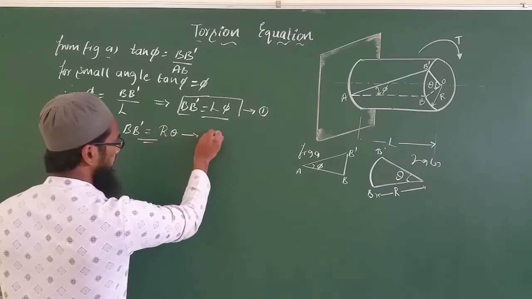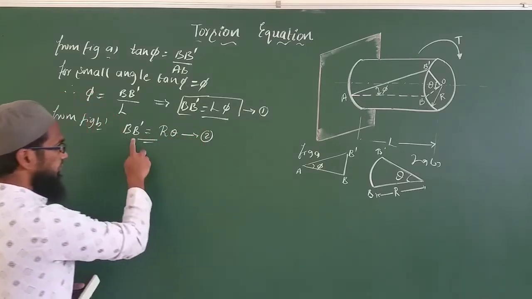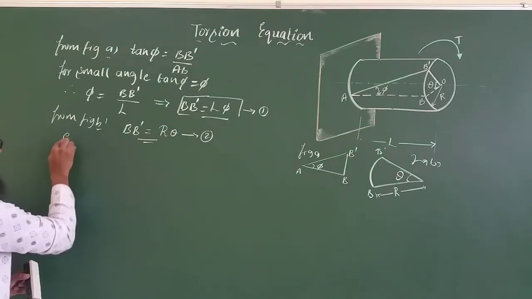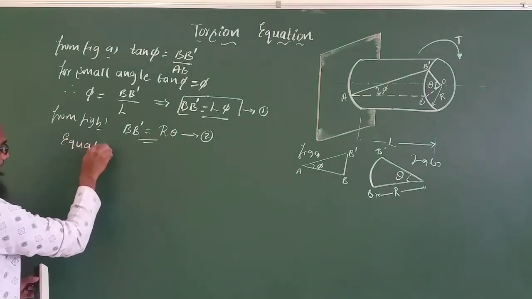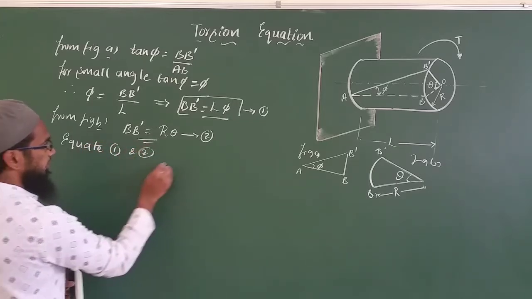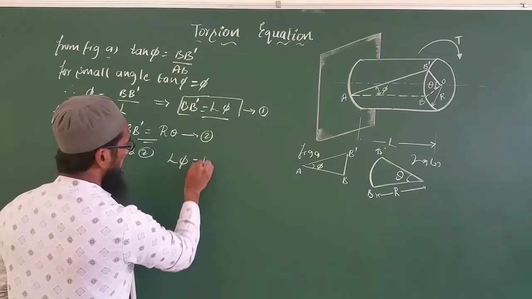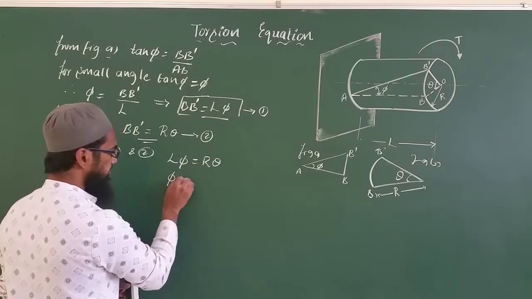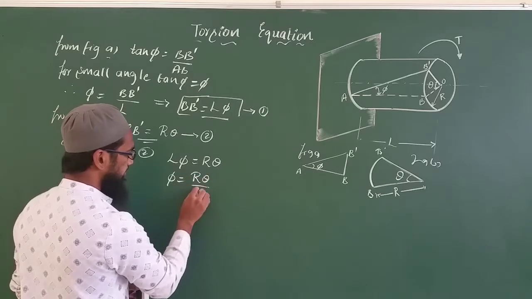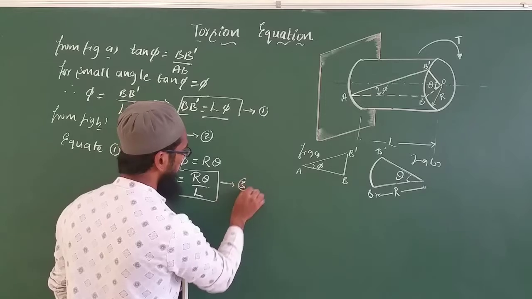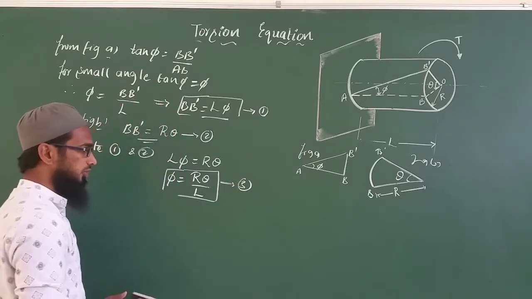So if I take this as equation 2, now you just equate equation 1 and 2 because of the BB dash, which gives L into phi is equal to R into theta. So again this phi becomes R theta by L. This I just take as equation 3, where phi is the shear strain in the section.